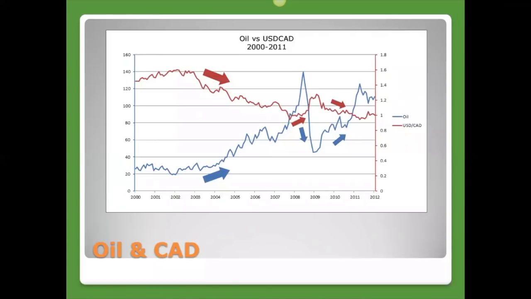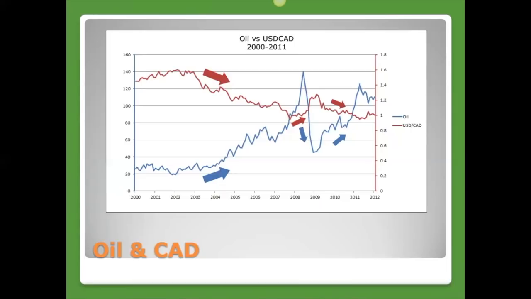As we see here, as oil goes up, dollar CAD will go down because Canadian dollar strengthens. From time to time, the relationship may break, but overall, the relationship stays the same. So oil and dollar CAD are inversely related. Oil and Canadian dollar are positively correlated. That means oil and Canadian dollar will move in the same direction. So it's important to keep that in mind, because if you are looking to trade Canadian dollar, you want to pay attention to what oil is doing.